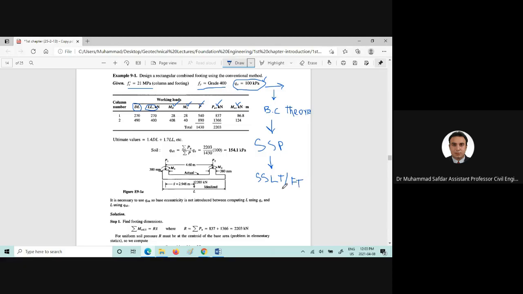Then basic classification of soils, or we can say basic geotechnical characterization properties. So you can clearly see that the knowledge of geotech one, and then geotech two, and then the foundation engineering.